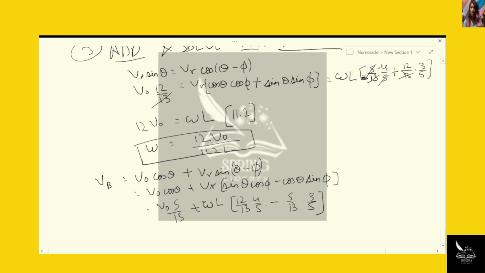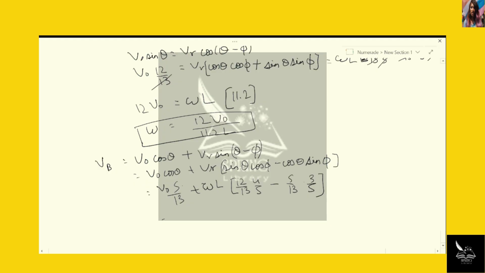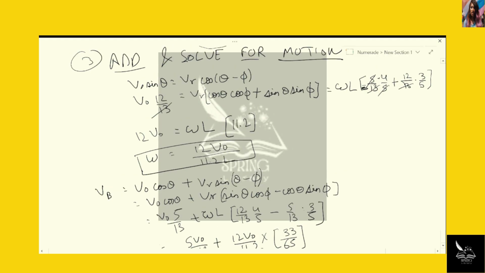So this will be 5 v naught over 13 plus omega times L, which is just 12 v naught over 11.2, and then multiplied by the subtraction of 12 times 4 minus 5 times 3. So 12 times 4 is 48, 5 times 3 is 15. So 48 minus 15 is 33 over 65.